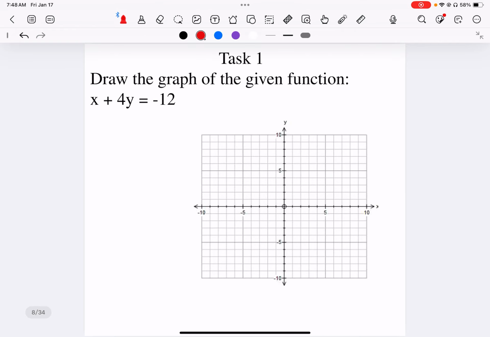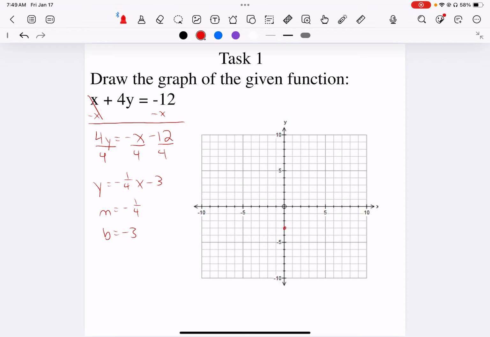Draw the graph of this function. So this is in standard form, so I have to isolate the y. I'm going to subtract x from both sides. X minus x cancels out, so I'm left with 4y equals, I'm going to put the negative x first to keep it in slope-intercept form. Then I'm going to divide every term by 4, so I'm left with y equals negative 1/4 x minus 3. Now I know my slope is negative 1/4, and my b value, or my y-intercept, is negative 3.